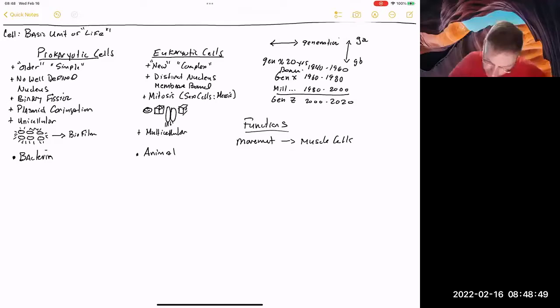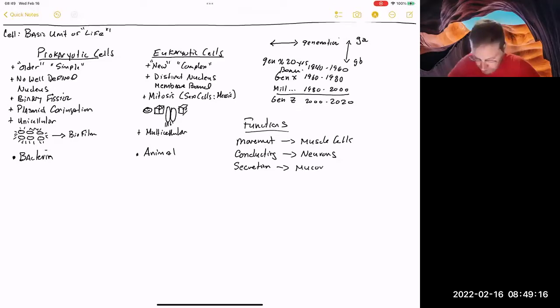Okay. Conduction. So conducting information, we see that in neurons, for example. But this can be done chemically as well. Well, neurons are electrochemical, but this can be done purely chemically as well, such as the endocrine or exocrine function. Cells secrete stuff. All right, we see this in our body, such as mucus, saliva, tear secretion. All right, we see excretion. So excretion is the removal of waste. Right. We see respiration.